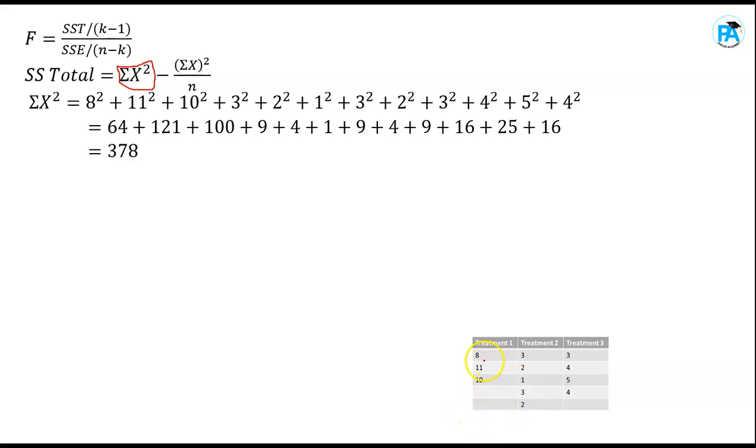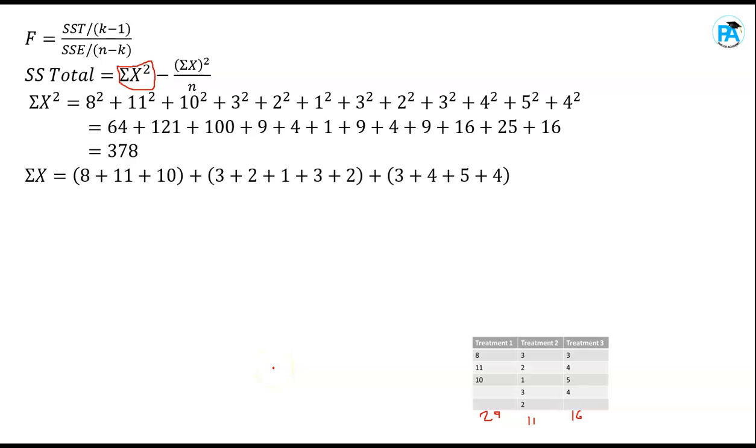So to easily get them, let's add only this place. 8 plus 11 plus this gives you 29. Is that it? Yeah. Then this plus this also gives us 11. When we add all this, we get 16. So when we add everything together, that's what I'm doing here. You should add each observation, 8 plus 11 plus 10 plus, you add all of them together.